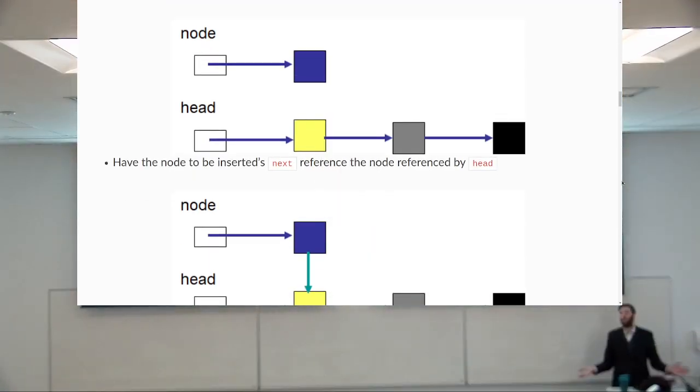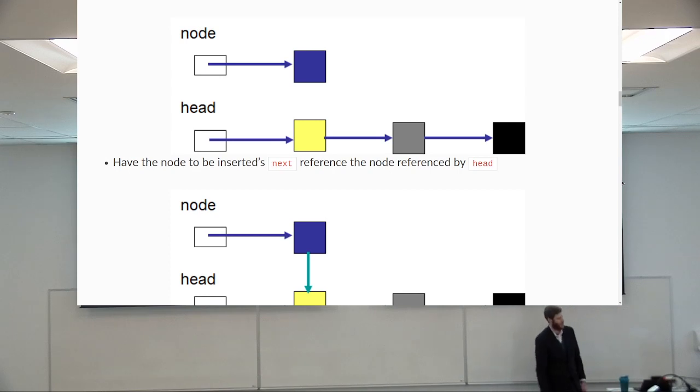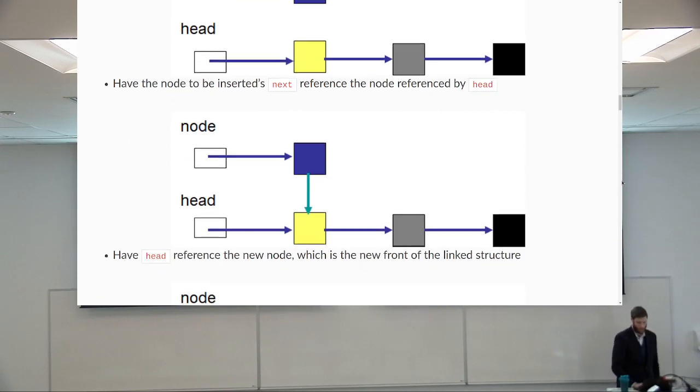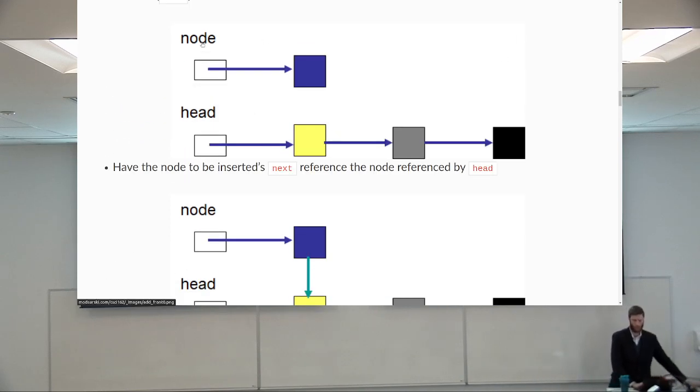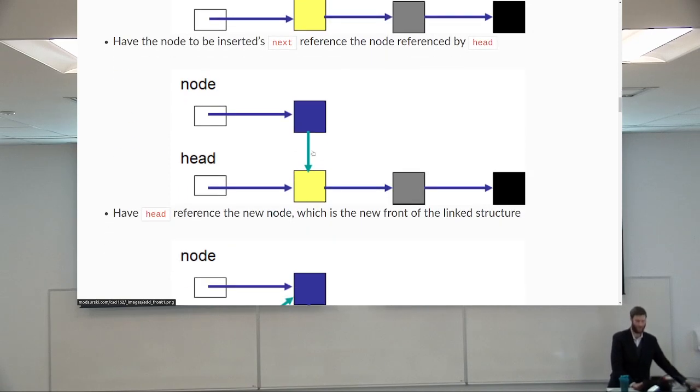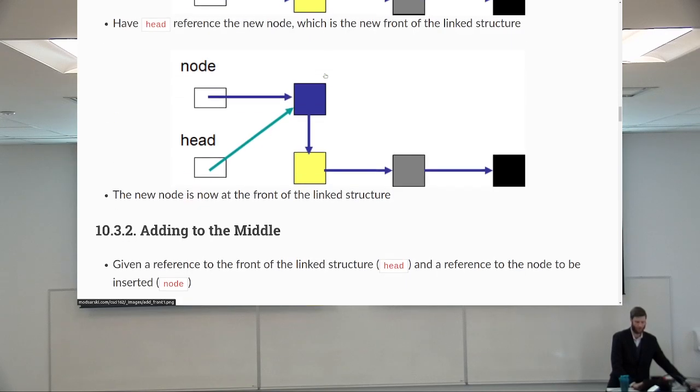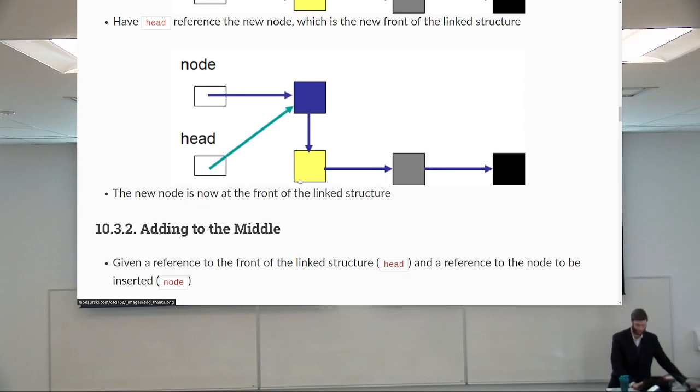Okay, yeah, this is what we were doing last time, right? I believe we finished all these. We did adding to the front: set the node we want to add to the front's next to what head reference is, and then have head reference what node reference is. Now that's the new front.